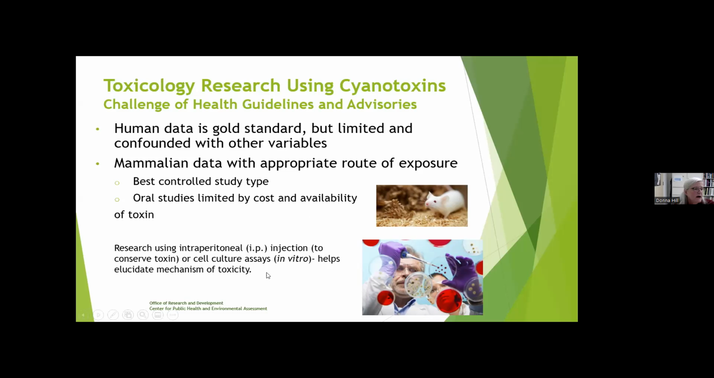It takes much, much less toxin to do an injection called intraperitoneal, and that's just an injection through the skin and the body wall into the free space in the abdomen. And because that's lined with blood vessels, it gets taken up into the bloodstream very quickly, and it takes much less toxin. And those, or the in vitro studies, can help with mechanism studies, trying to figure out certain mechanisms of toxicity with the particular cyanotoxin.